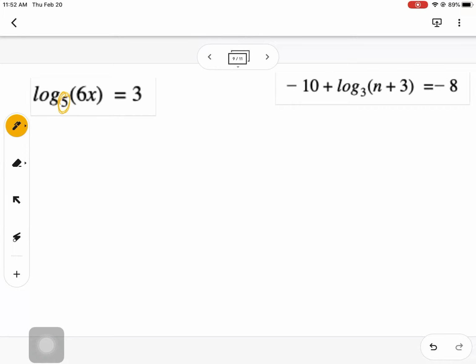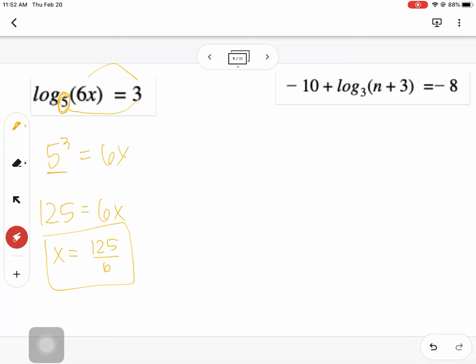As always, the base of your log becomes the base of your exponent. So it's 5 to the third equals 6x. When you rewrite it, you're going to be able to evaluate this. So 5 cubed is just 125. And then we're going to solve this. You're going to divide by 6, and x is 125 over 6. You can give me a decimal or a fraction there. That fraction doesn't simplify, so that's fine.